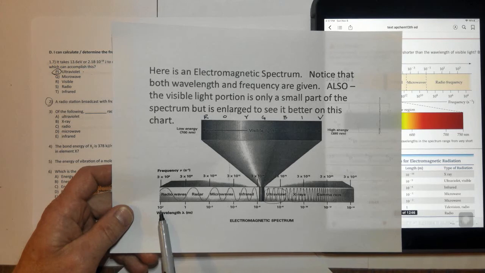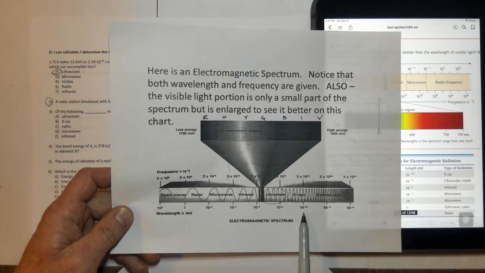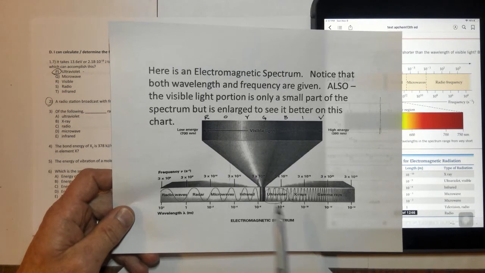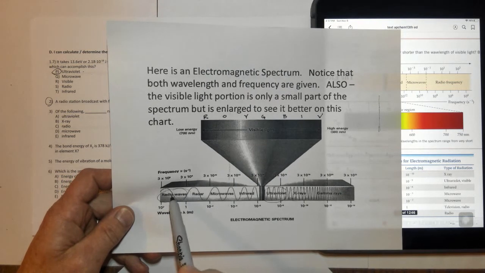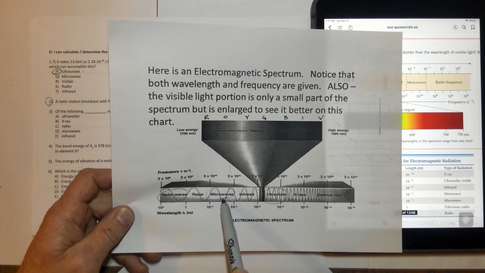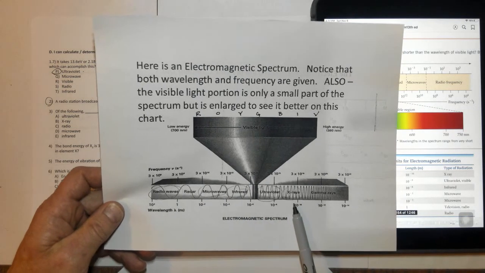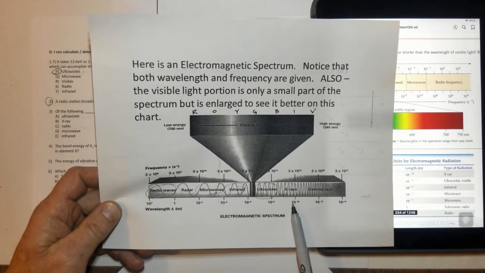Here's 10 to the second. Here's 10 to the negative 10th or so. Much, much smaller. Radio waves, which are over here. Microwaves, which are right in the middle. And then infrared, which is a little bit shorter. And so you can see that X-rays are definitely the shortest wavelength right there.